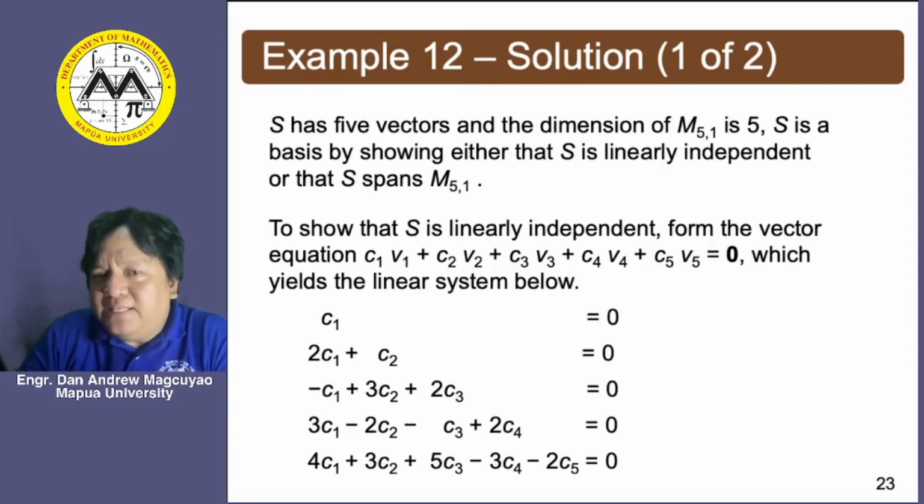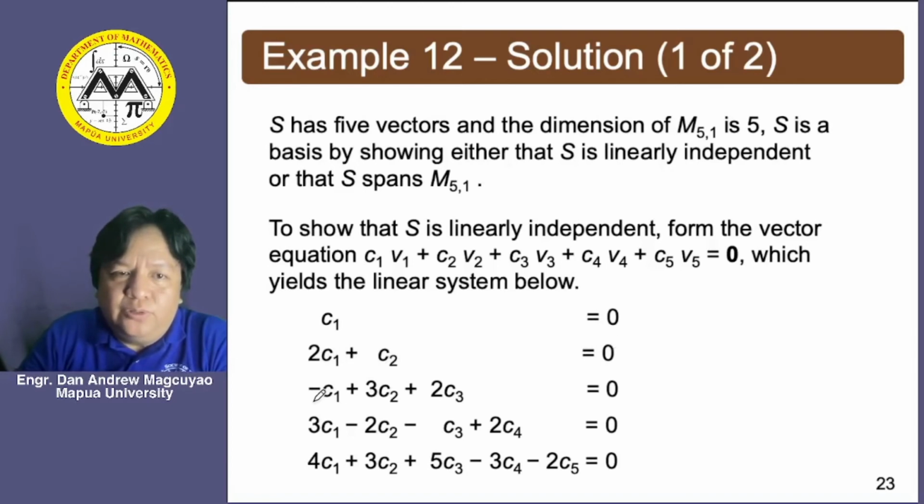I think it's easier to check linear independence because we are checking whether it is equal to 0. So writing it down, you have c1 is equal to 0, 2c1 plus c2 is equal to 0, negative c1 plus 3c2 plus 2c3 is equal to 0, 3c1 minus 2c2 minus c3 plus 2c4 is equal to 0, and 4c1 plus 3c2 plus 5c3 minus 3c4 minus 2c5 is equal to 0. We're going to provide the manual solution for this one at the file section of our page.